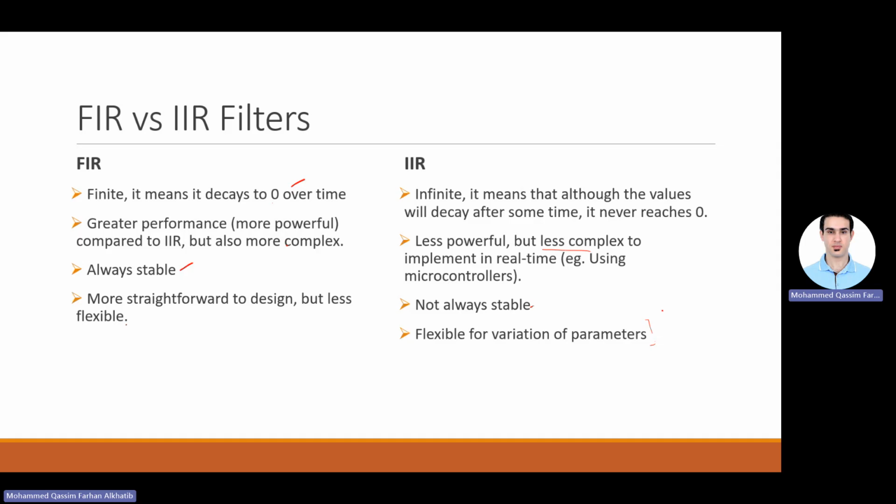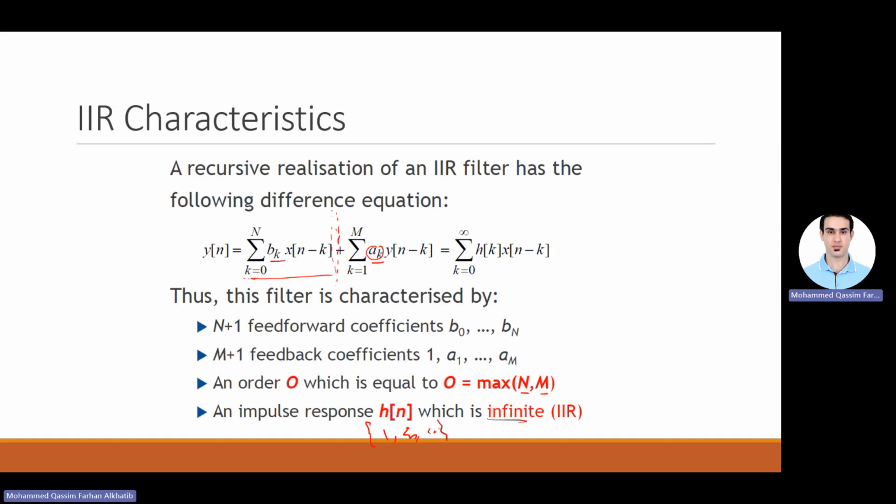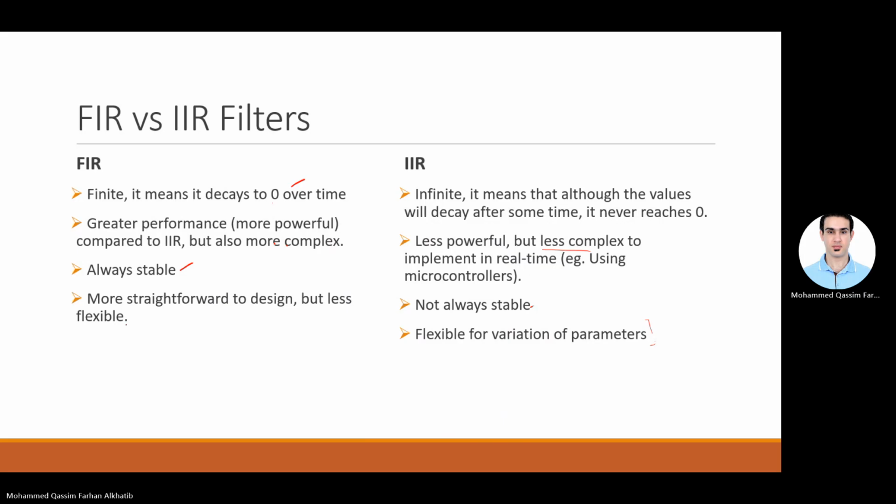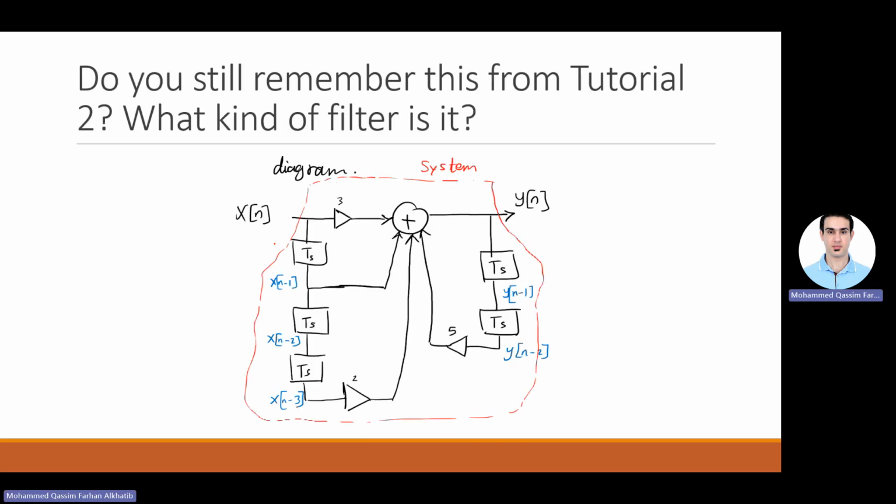If you want to compare the structure of FIR and IIR, here you have the values of a's and b's, and FIR is always a constant set of values of b of k's. If you remember this one from the first or second lecture, that's the structure here. Whenever you have delayed versions of y of n, that's an IIR filter. To put it simply, it always relies on past values of y of n.